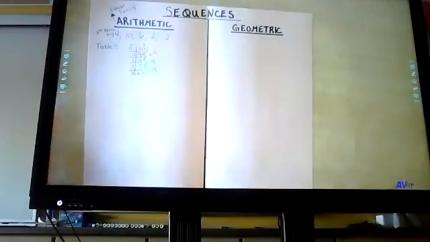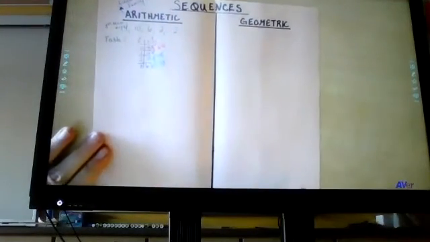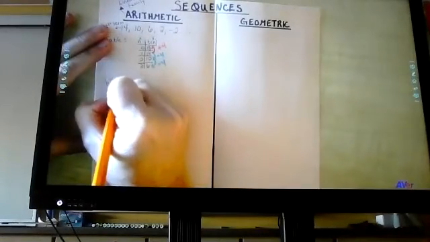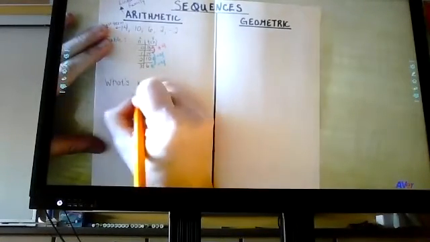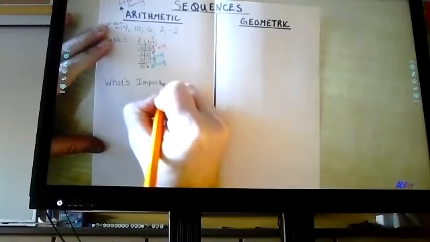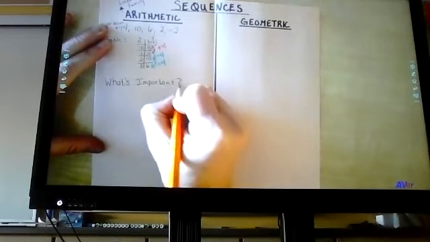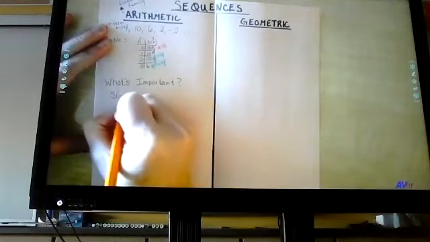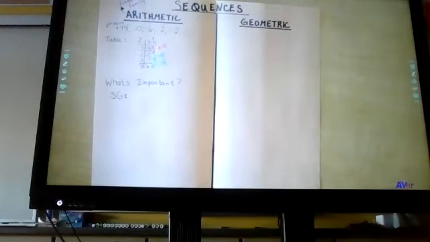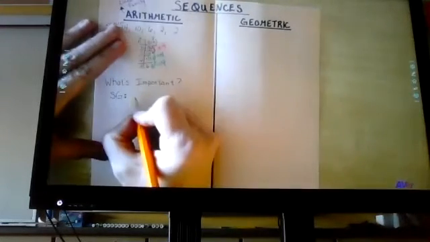All right, so now the question is, what's important? So I'm going to make a little "what's important" here. The first thing that's important that you all have been looking for is the SG. What is the SG? Well, in this case, the SG is -4.